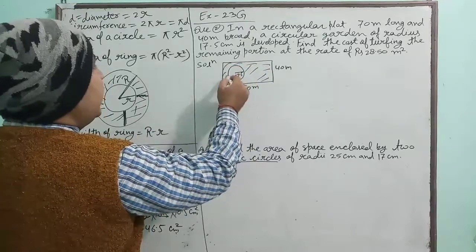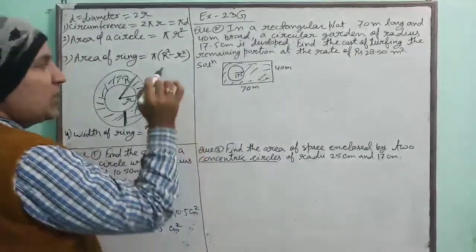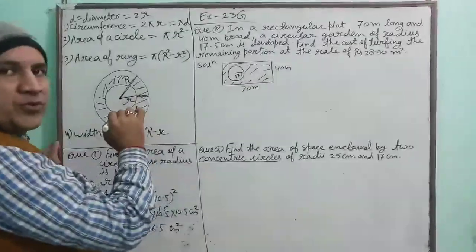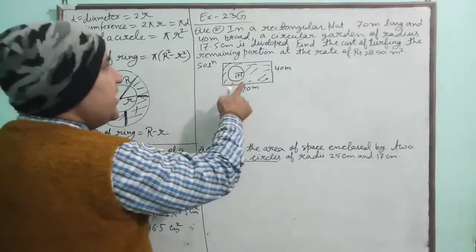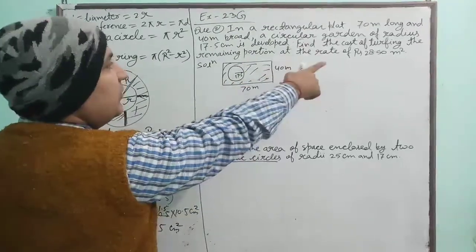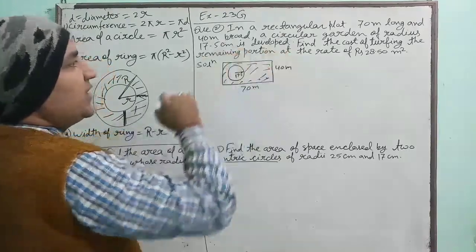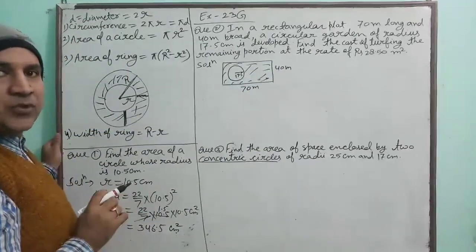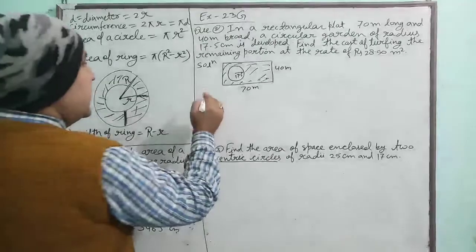See children, this is the remaining portion. So what will be the area of remaining portion? First we will find the area of remaining portion and that will be multiplied by cost. Then we will get the cost of turfing the remaining portion. Understood? See how to do.